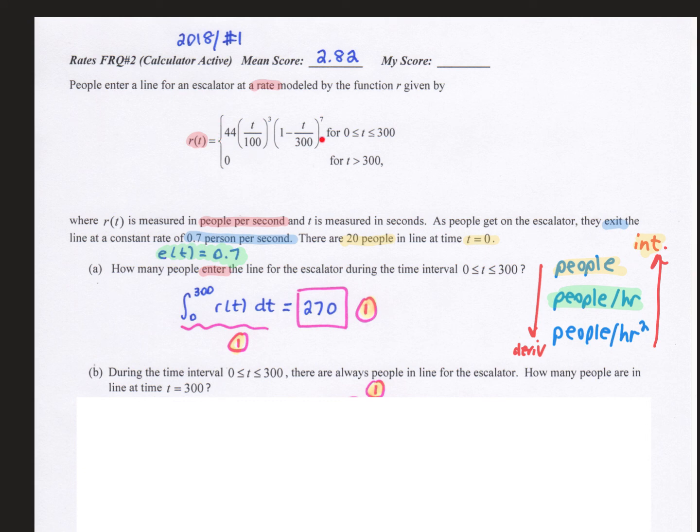Don't take your time rewriting this function here. It has a name, so just use its name. When you put that in your calculator, you get 270. So you get a point for the integral, and you get a point for the answer of 270.